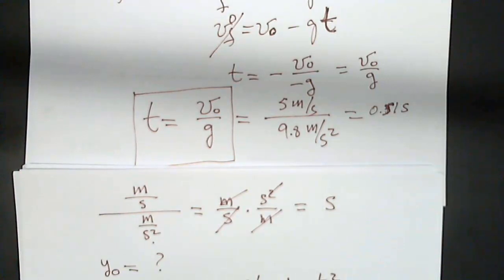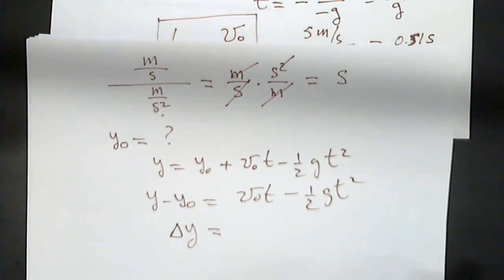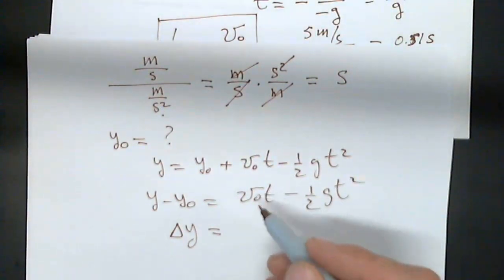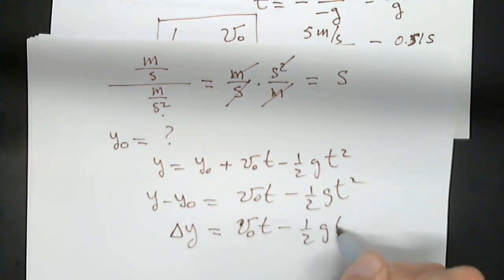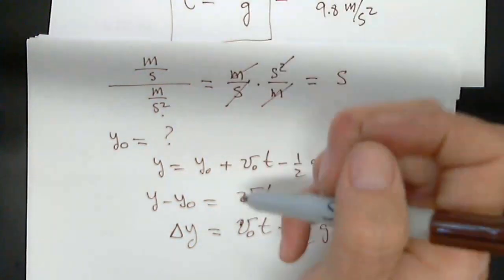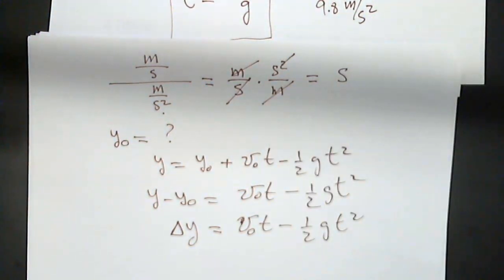And put y minus y naught equals v naught delta t minus 1/2 g t squared. And this is the displacement, or the distance from my hand to the highest position. We know what the velocity is: 5 meters per second. And now we have the time, calculated at 0.51 seconds in the previous part of the problem.